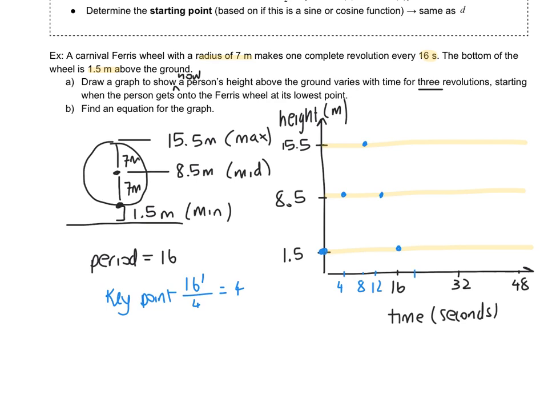And then I'll continue to fill in the rest of my scale every 4 seconds. So 20, 24, 28, 36, 40, and 44. Just adding 4 from that key point. And now I'll continue plotting my points, and then I'll connect the dots to get my 3 rotations.